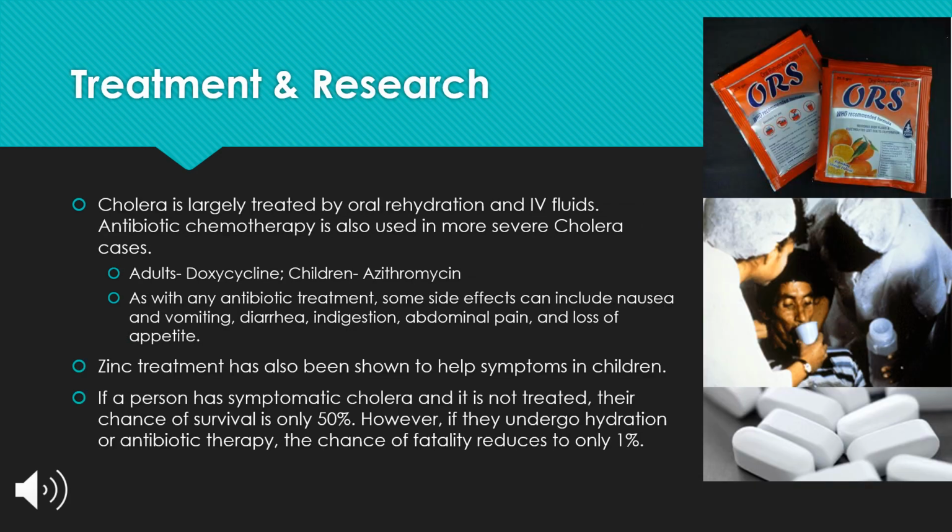So the most common treatment for cholera is oral rehydration therapy and IV fluids. This is used in a huge number of cholera cases, but in more severe cases, antibiotic chemotherapy is also used. And with the antibiotics, the most common for adults is doxycycline, and with children, azithromycin. As with any antibiotic treatment, some of the side effects can include nausea and vomiting, indigestion, abdominal pain, diarrhea, and loss of appetite. In children, zinc treatment has also been shown to help cholera symptoms.